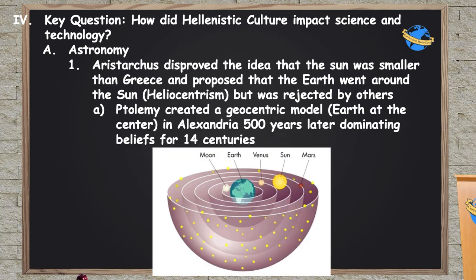Instead, the dominant model was proposed by a guy named Ptolemy, who was an astronomer about 500 years later, and he proposed the idea of what we call a geocentric model, where everything, including the sun, goes around the Earth. This idea actually dominated scientific thoughts about astronomy for the next 1400 years and won't be disproven until we get to the Renaissance. We're going to get to that in second semester.